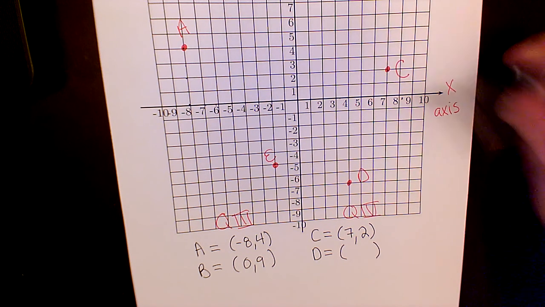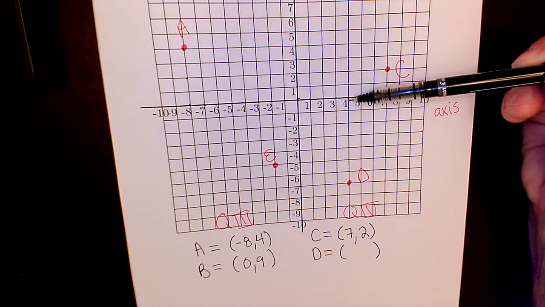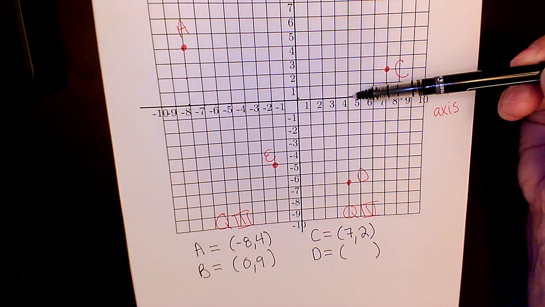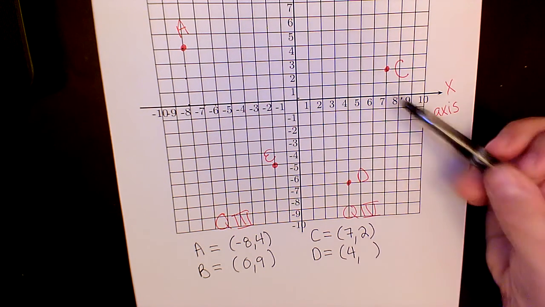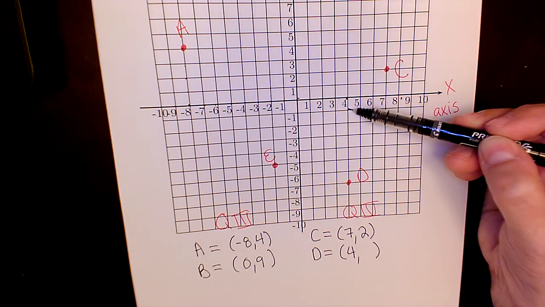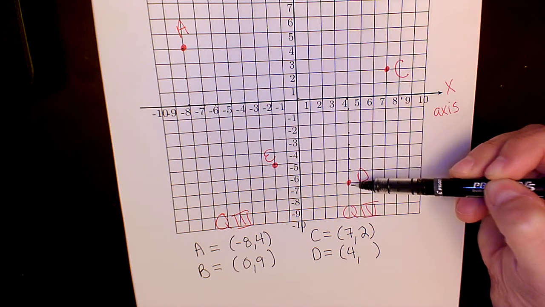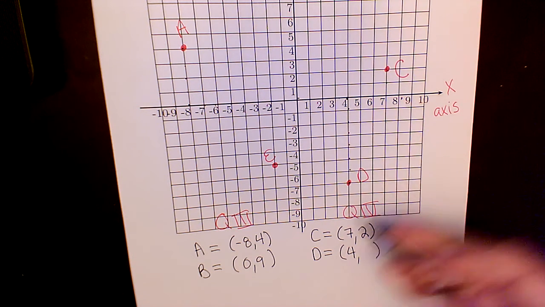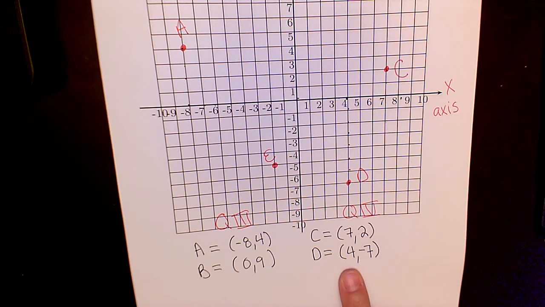Okay, so let's look at D. So starting here again, I'm going over to 4 positive. And here's 4 positive, and I'm going down 1, 2, 3, 4, 5, 6, 7, and that's -7 because I'm going down. So that point D is (4, -7).